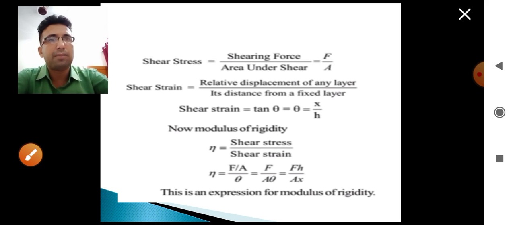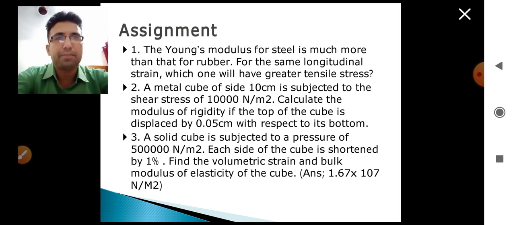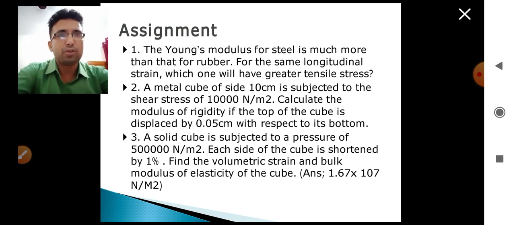Now this is all about the modulus of rigidity. These are the assignments to complete on the basis of the modulus of rigidity. So this is all from me.